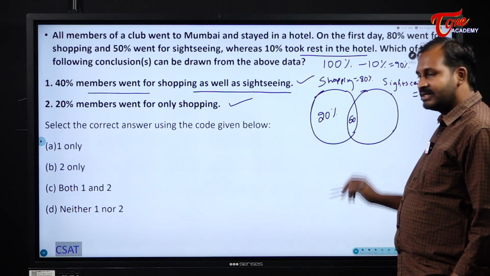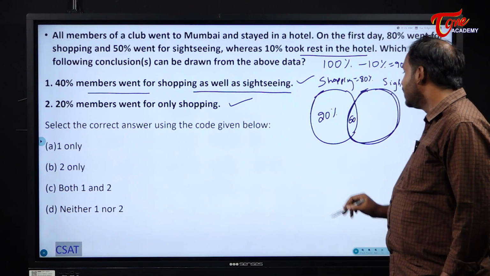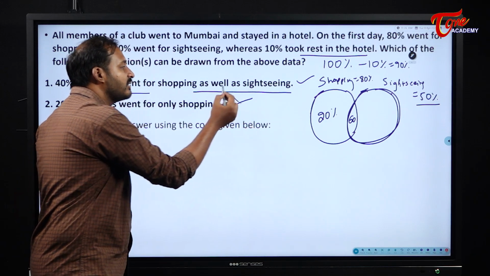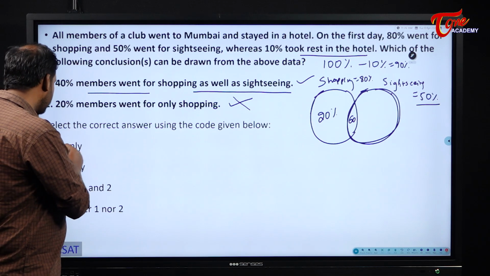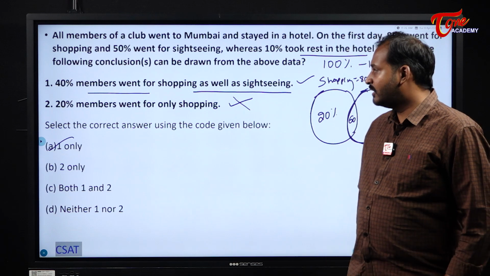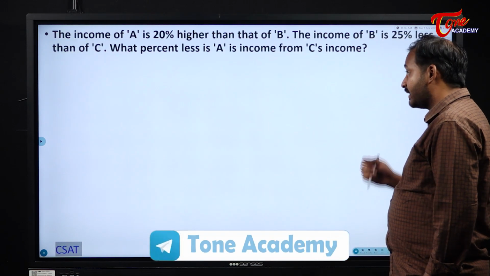But can I write here 60%? No. Why? Because the overall people who went for sightseeing are only 50%. How can 60% go to sightseeing? That logic is completely wrong. So keeping that in our mind, which one is correct? Only the first option is correct for us. With the help of the diagram, we can solve that.